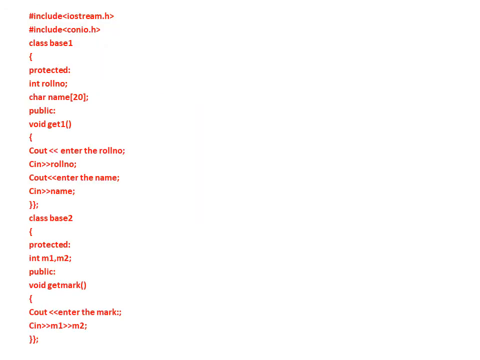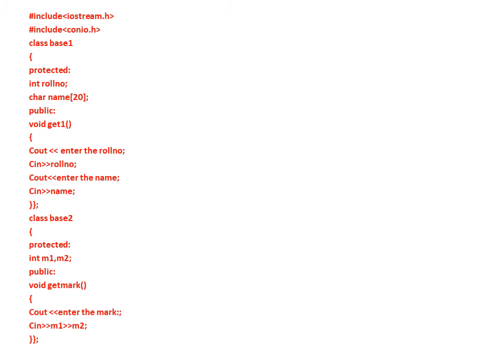So here, as usual, we are including the preprocessor directives iostream.h and conio.h. This program is going to help you in reading the student details, and I'm going to print the student details. Here in this slide we have two classes, both considered base classes. In class base 1, I'm declaring roll number and name as a character array. Inside this void get function I'm reading the roll number as well as the name.